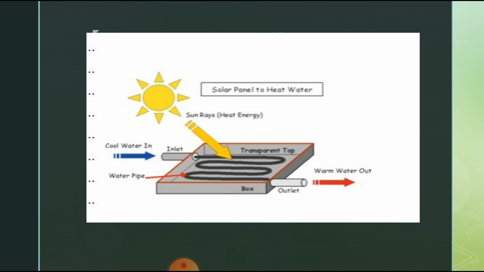And the water then passes into a coil inside your hot water cylinder, heating up the water. A second coil inside the cylinder is connected to the boiler, and that brings the water up to the temperature set on the thermostat. See, in this way the solar panel works to heat water.